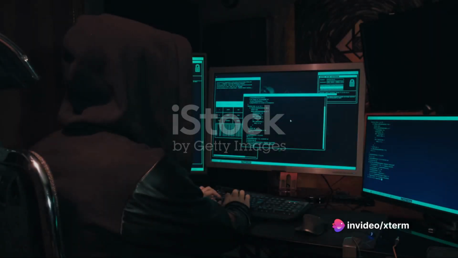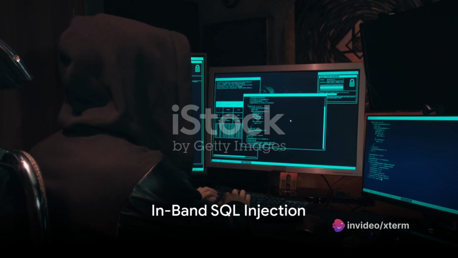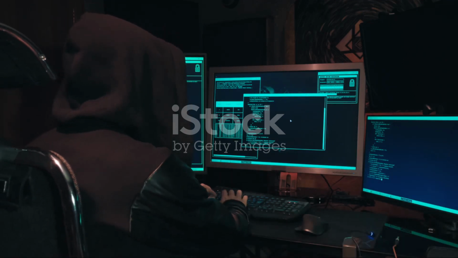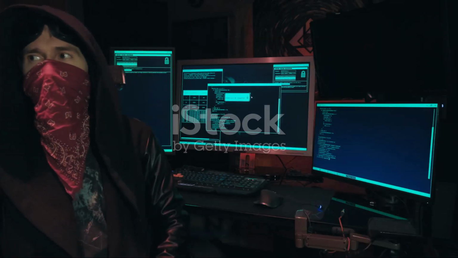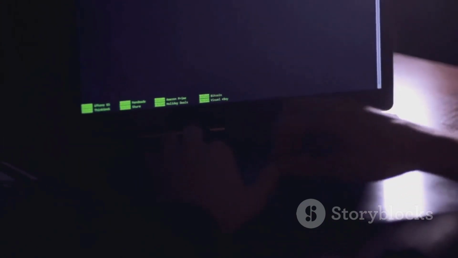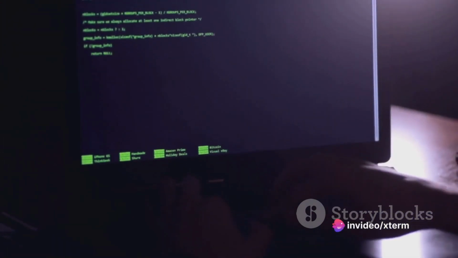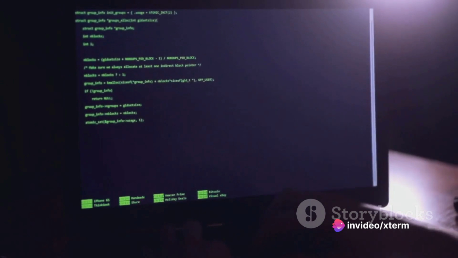Intriguing, isn't it? The first type of SQL injection we will dive into is in-band. This is the simplest form of SQL injection. The attacker uses the same communication channel to launch the attack and gather results. It's an easy, straight shot.